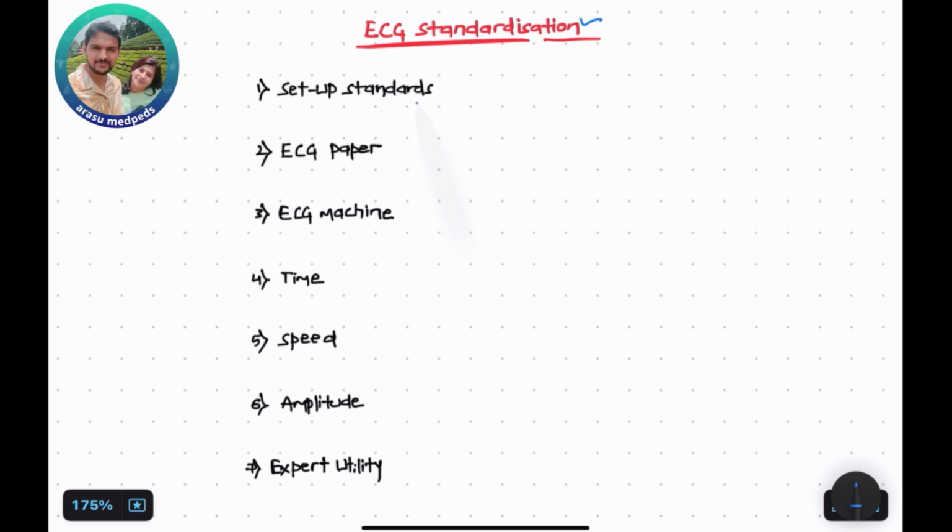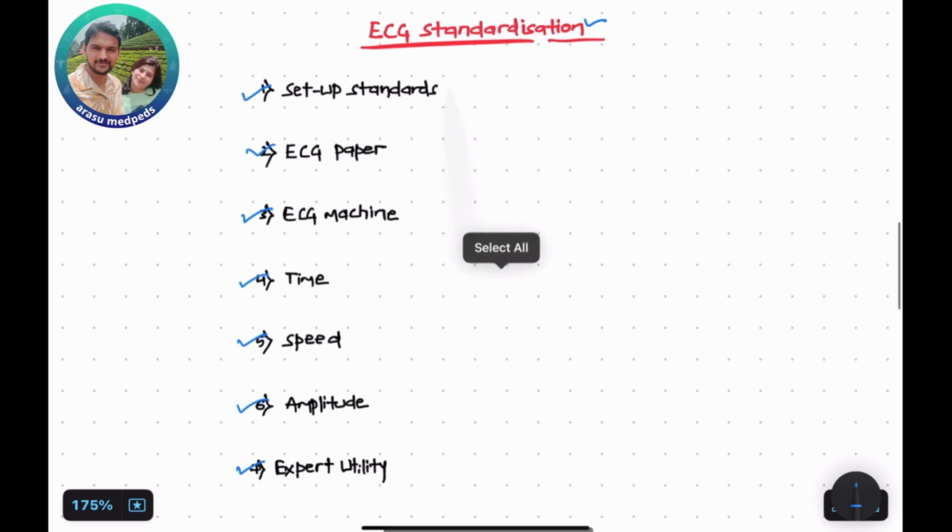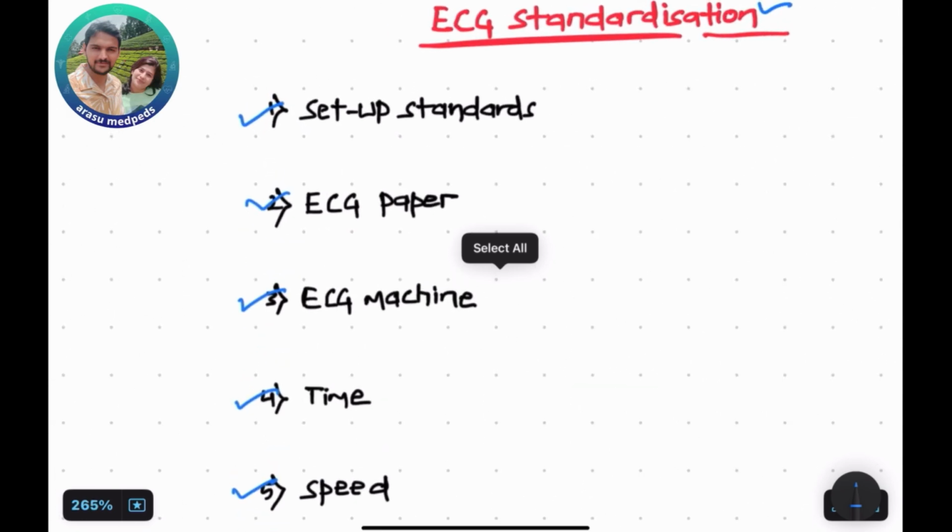The sub-segments will go like this. What are the already set up standards? Then the ECG paper, the ECG machine, how we got the timings and the speed, how it is standardized, what about the amplitude or voltages, and some expert utility of calibration of the ECG machine. These subheadings might appear boring, but once you watch this video completely, you will be able to understand the ECG practically. So let's begin.